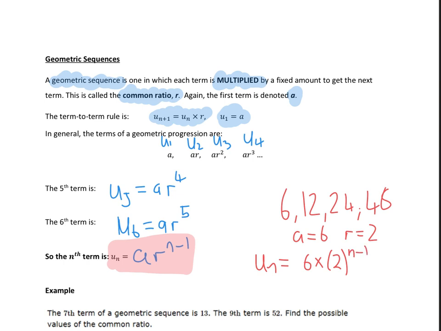Now what I can't do is I'm not allowed to do 6 times 2 and put 12 to the n minus 1. I'm not allowed to do that. Different bases, so I can't times them.